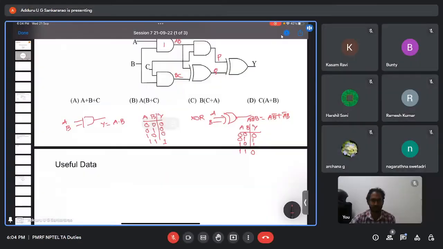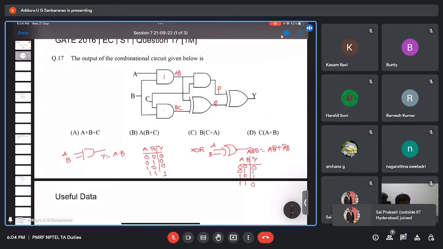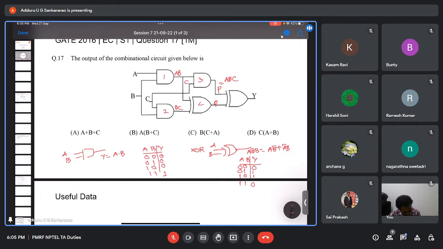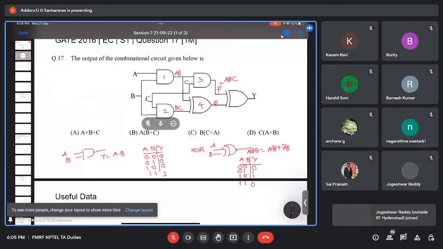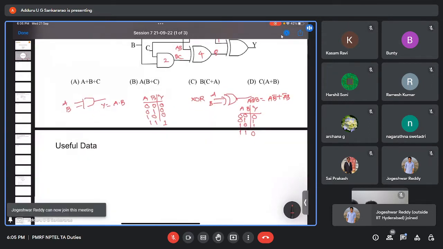So now the output of the first AND gate is AB, and the output of the second AND gate is BC. Now what is the output of the third AND gate? One input is AB and the second input is C. The output of the third AND gate is P, so P equals A, B, C. And what about Q? Gate 4 is an XOR gate, with one input BC and another input AB.